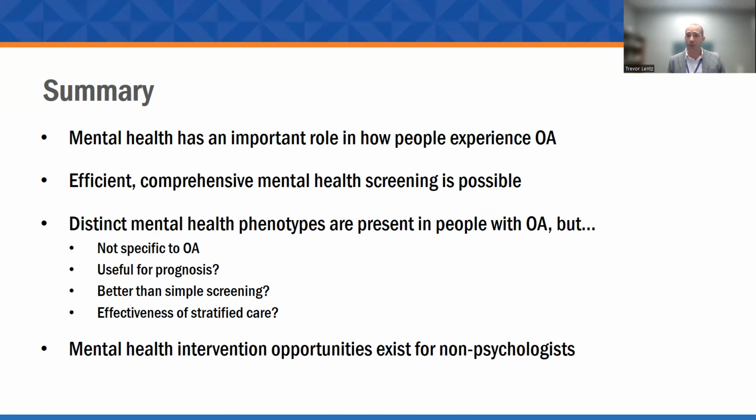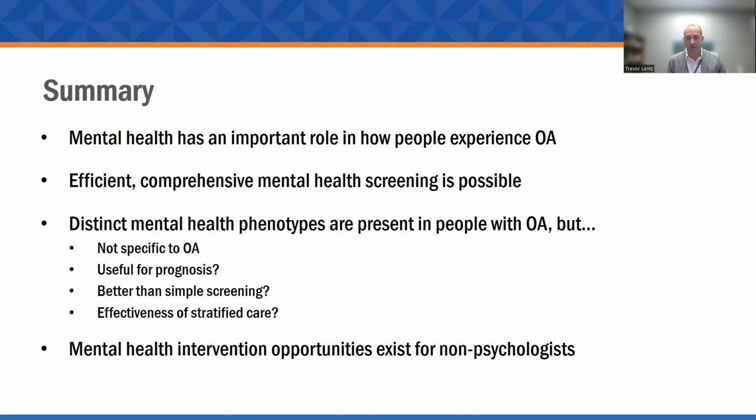We know that in low back pain, when you look at stratified care programs for low back pain, the results haven't been promising. There are a lot of issues with those related to implementation as opposed to the effect or the efficacy of stratified care. So that's certainly something that we want to look into.